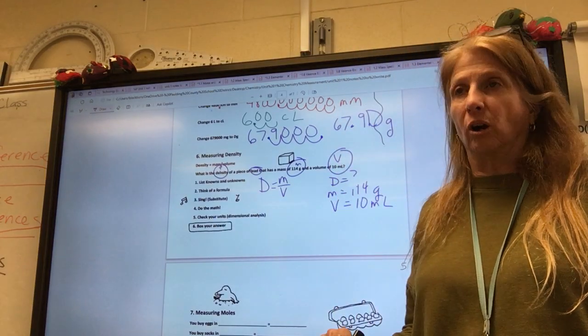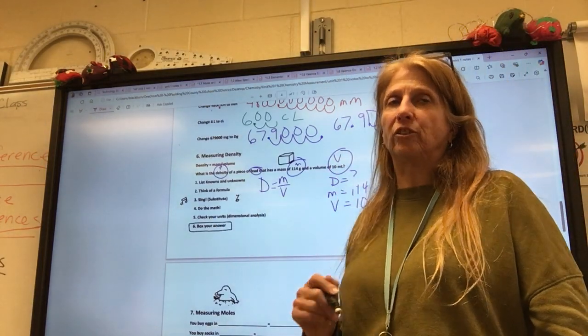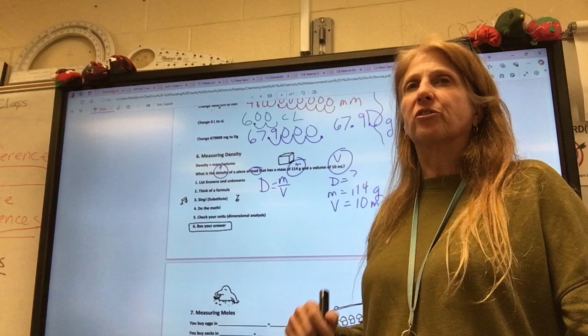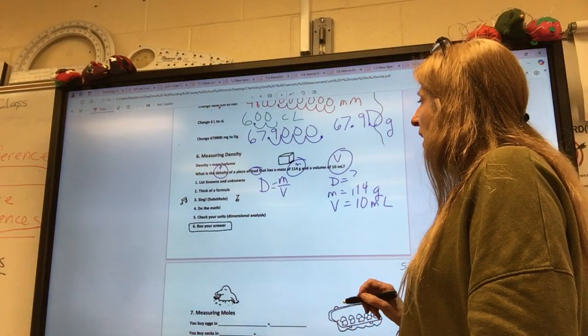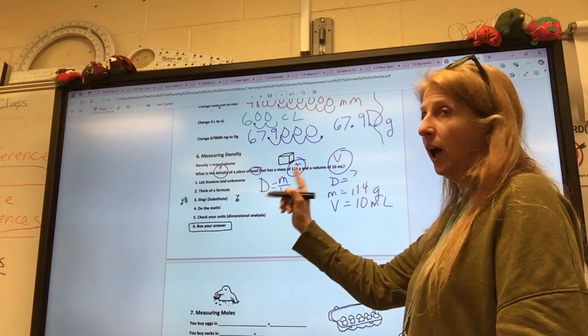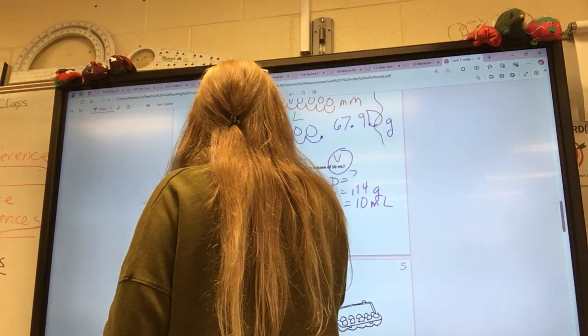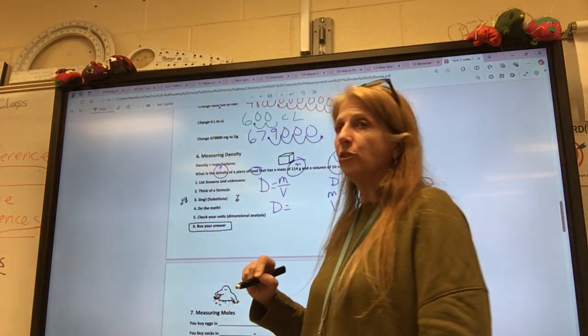I write my formula every time. It's showing my work, and showing your work's important. That's showing your teacher that you didn't just do a little sneak peek on someone else's paper, that you actually know how to do the problem. Next, for the unknown, you leave it a letter. But for the knowns, you substitute them in.